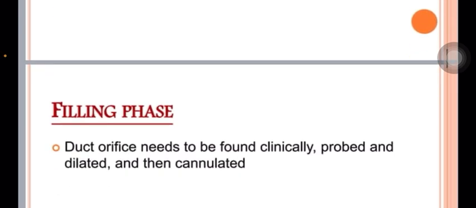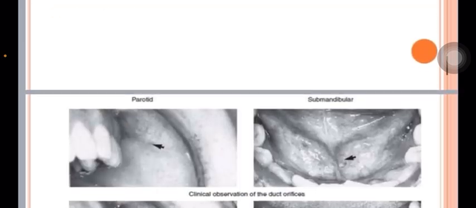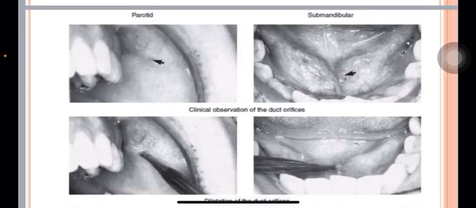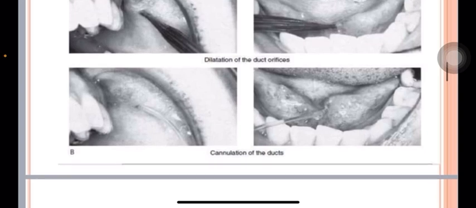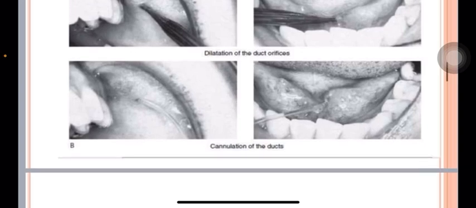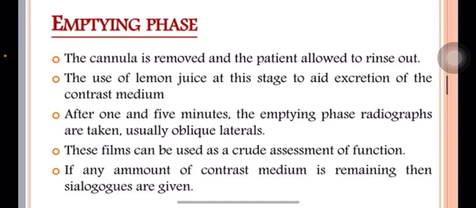Second is the filling phase. The duct orifice needs to be clinically probed, dilated and cannulated in this phase. See, in this the parotid gland and the submandibular gland is first. The clinical observation is done of the ductal orifice, then dilation is done of the ductal orifice, and finally cannulation is done of the ductal orifice. The contrast medium can be introduced in this phase, and there are three main techniques available for introducing the contrast medium. I will tell the techniques later.